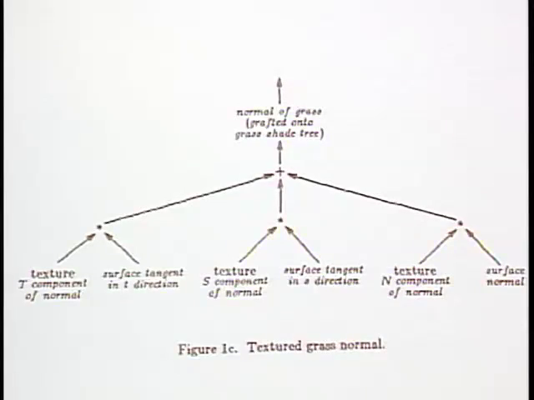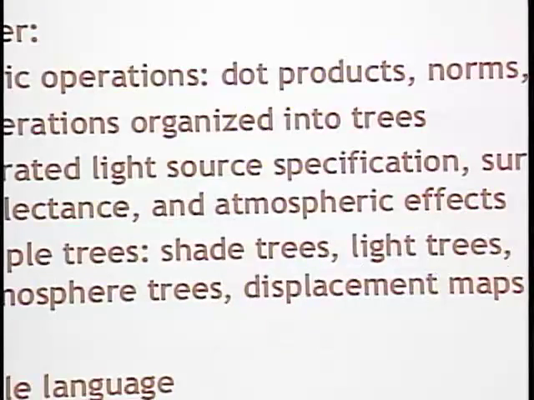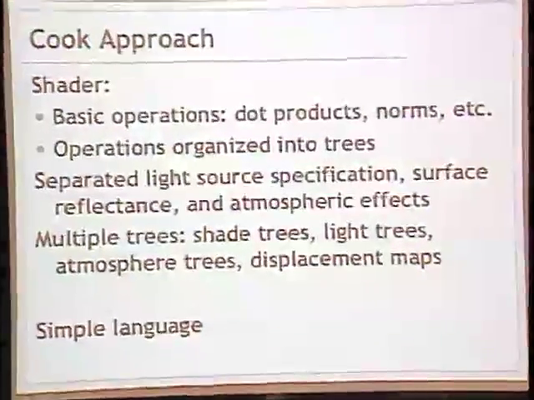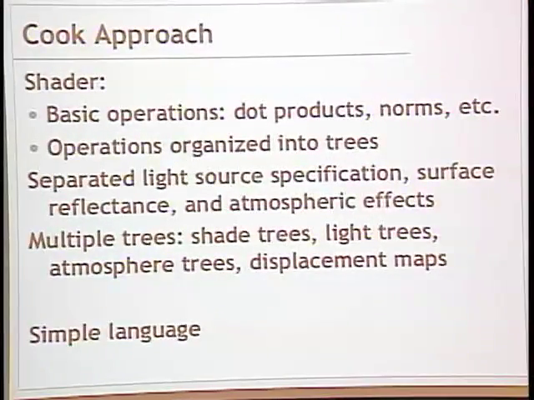So he defined sort of an algebra to be able to do these things. And so he defined a bunch of operations. What are the things you can do in the tree? So basic arithmetic stuff, dot products, normals, and so on. And then showed how you can organize these things into trees.